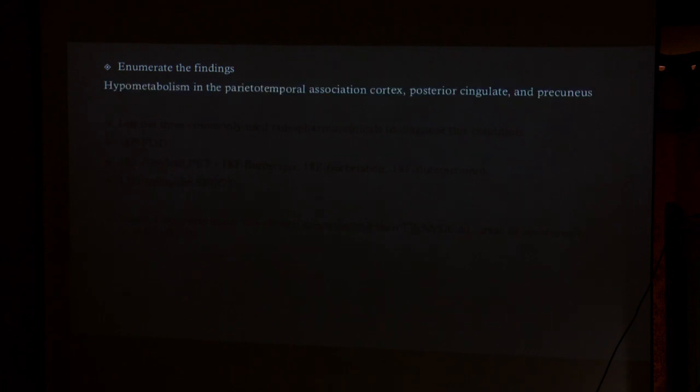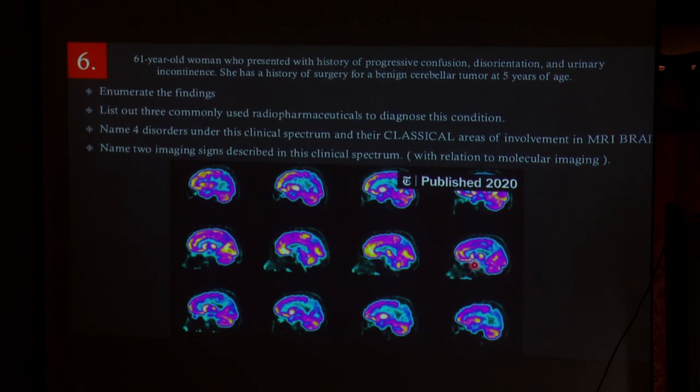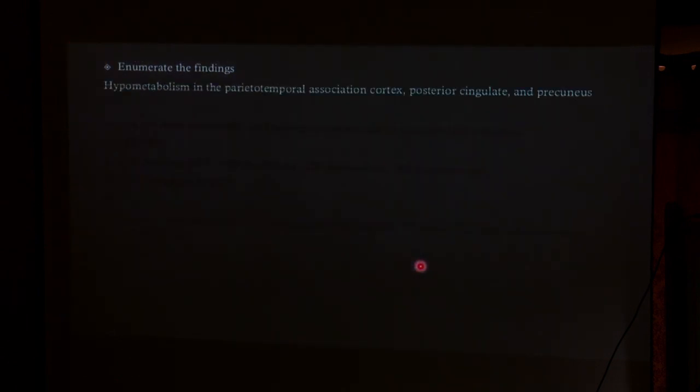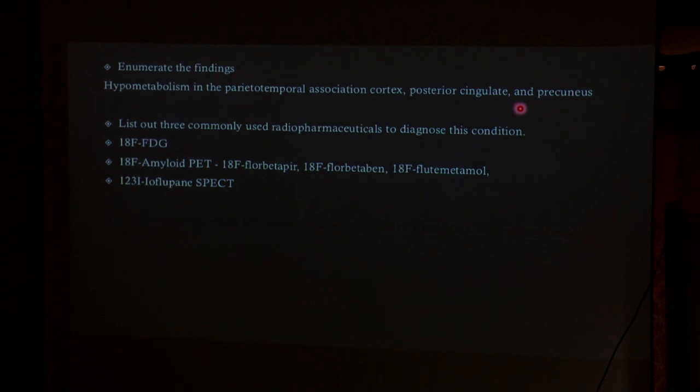So in this image, we find normal uptake in all the areas of the cortex. But here there is an area of hypometabolism, as you can see in the posterior cingulate region or the parietotemporal region. So this is hypometabolism in the parietotemporal region, posterior cingulate, and the precuneus region. It's a case of dementia that we're looking at, and the commonly used radiopharmaceuticals will be FDG, fluorine-18 FDG, and we have amyloid PET, which is another new thing.